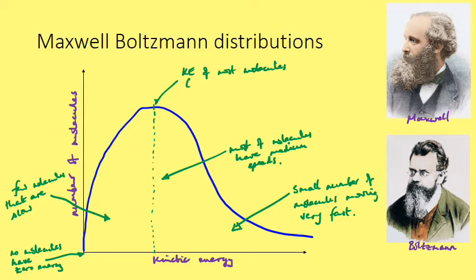Okay, in maths that would be equivalent to the modal average. And that's not quite the same as the mean, because whilst we can't have any less kinetic energy than zero, we can have a very high kinetic energy. So that skews our mean to the right of the mode. Right, so the mean is likely to be at this point here. So that might be the mean kinetic energy of the particles.